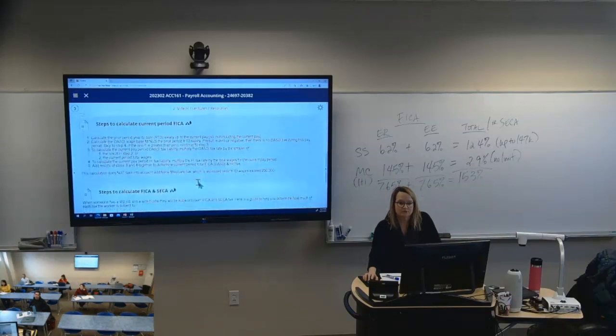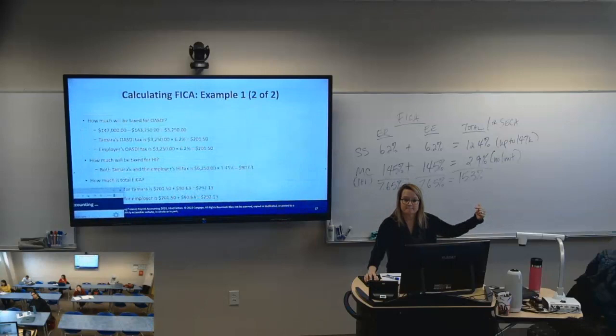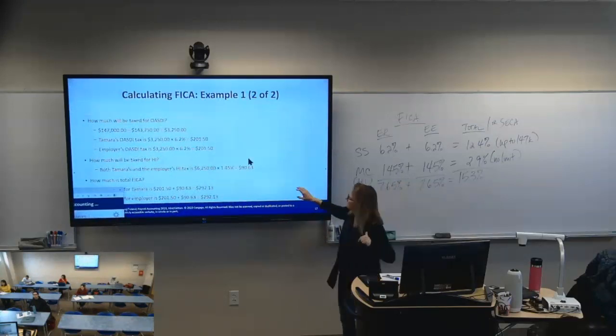Steps to calculate current period FICA taxes. That's what we're doing right now. So I got this broken down into 5 different steps. First, calculate the prior period year-to-date salary up to the current pay, not including the current pay, which is what we did. It was 143,250, something like that. Then calculate the OASDI wage base, 147, minus the prior period year-to-date, which is what they did in the previous slide.